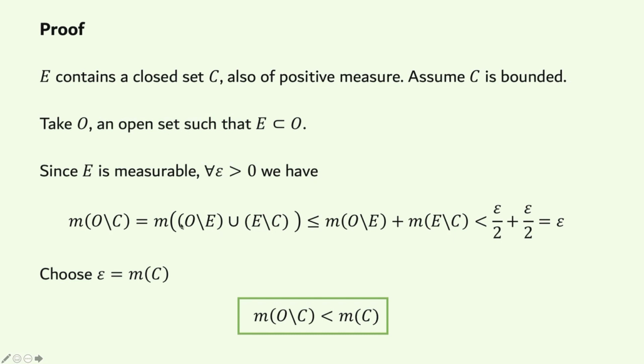And because of the subadditivity of measure, this is smaller or equal to the measure of O minus E plus the measure of E minus C. Now, because I can arbitrarily approximate E by open sets and closed sets, I can make O minus E and E minus C each strictly smaller than epsilon over 2, to make the sum smaller than epsilon. Now, I said that the closed set inside was of positive measure, and epsilon is an arbitrary positive number. So I can just set epsilon to be the measure of C. And so we've made the measure of O minus C strictly smaller than the measure of C. And we'll actually need this for later.